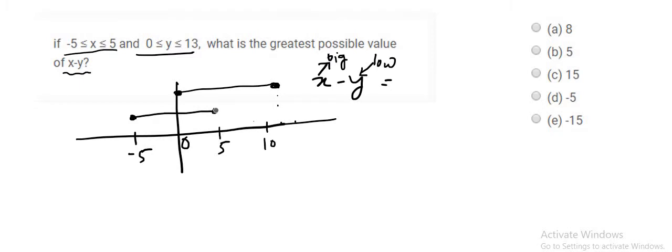the greatest value that can happen for x is 5, and for y we need to find the lowest value, so the lowest value that it starts with is 0. So the biggest possible difference that we can get for x and y is actually 5 minus 0 or 5. So for this case the answer would be B.